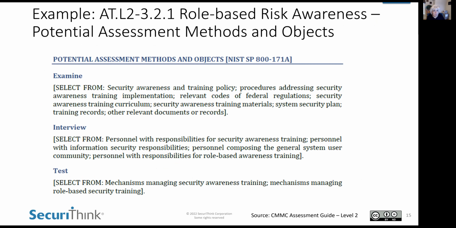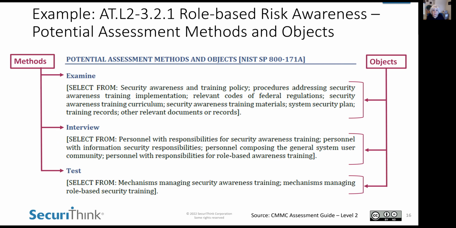If you have seen the CMMC assessment guide, you know this is how the methods and objects section of a practice description looks. Notice it says clearly that this section also comes directly from 800-171A. Now, this too has an underlying structure. So let's have a quick look at that. You see, we have three sections. Each section title is a potential assessment method. We have examine, interview, and test. Within each section, we see a group of potential assessment objects. Now, let's dig a little deeper.